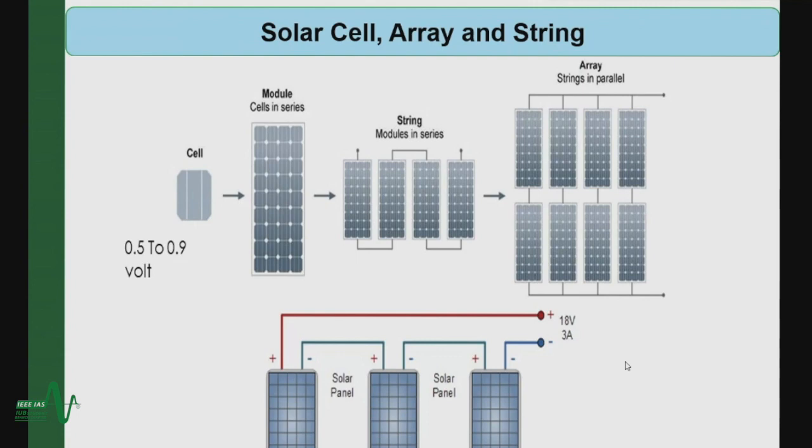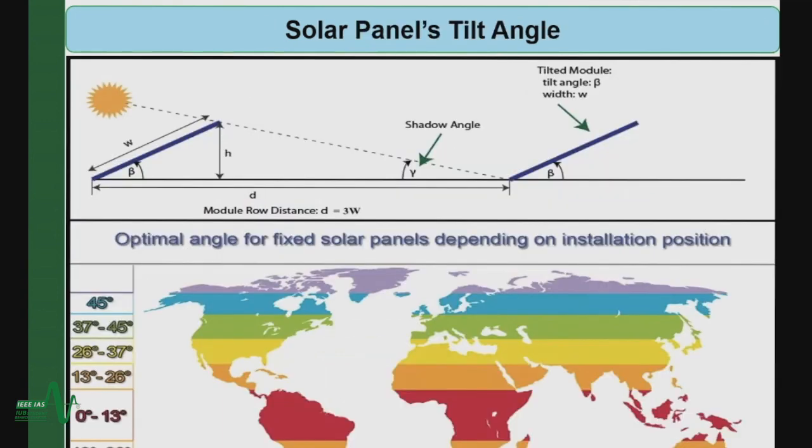Whenever you connect it as a parallel system, at that time it will be 6 volt. However, the current will be 9 ampere. So that means the total power remains the same. Now we come to the main point. We are now narrowing down our topic to the photovoltaic system design.